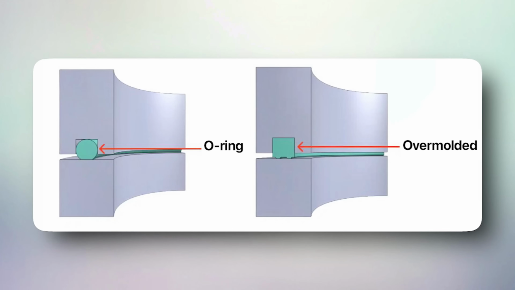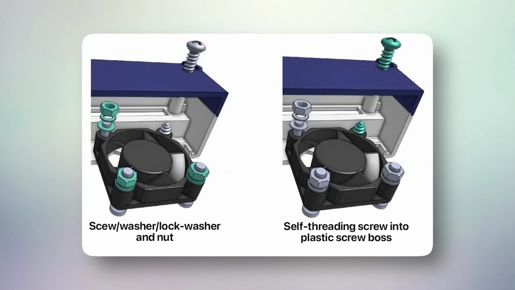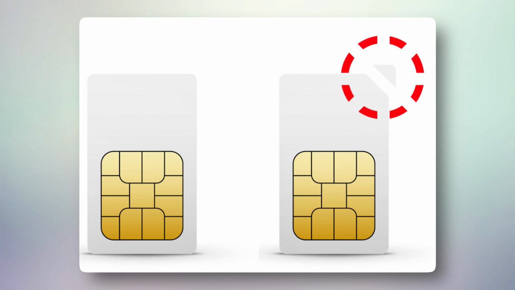Some examples of reducing assembly complexity include replacing a separate O-ring with an overmolded seal, replacing a screw, washer, lock washer, and nut with a single self-threading screw, and integrating part features that only allow for correct assembly positions.